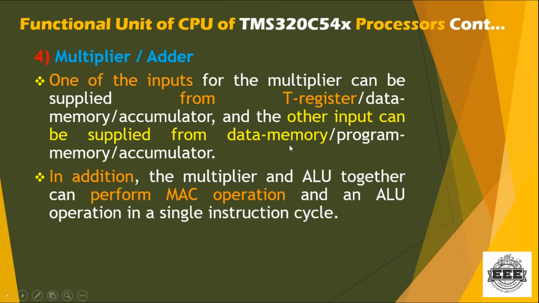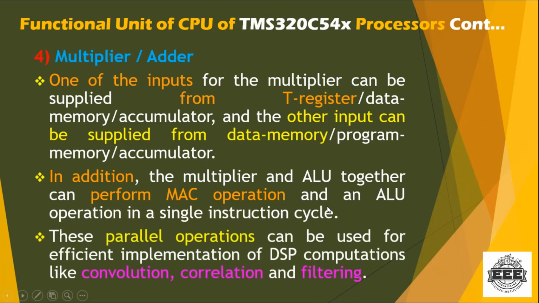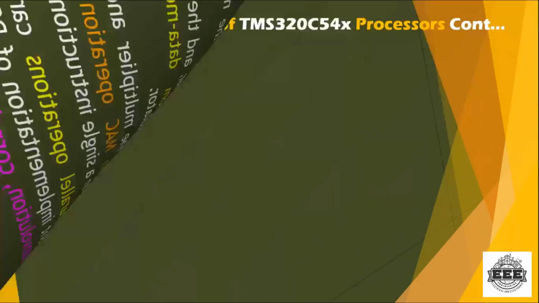For example, if you are giving an additional instruction, in addition the multiplier and an ALU together can perform an MSU operation and an ALU operation in a single instruction cycle itself. So therefore, this parallel operation can be used for efficient implementation of a DSP computation like convolution, correlation, and filtering.